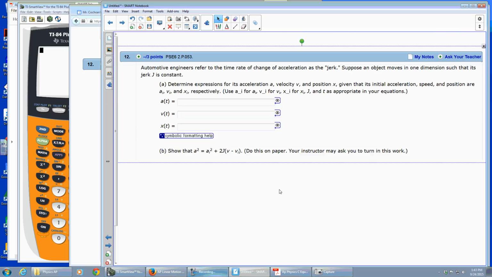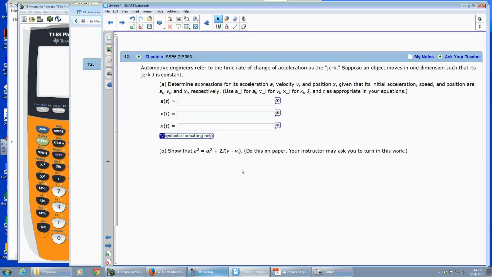All right. So number 12 here. Automotive engineers prefer a time change acceleration as the jerk. Suppose an object moves in one dimension such that jerk J is constant. So that means the rate that the acceleration is changing is constant. Determine the expressions used for acceleration, velocity, and position, given that the initial acceleration, speed, and position are respectively, and appropriate in your equations.